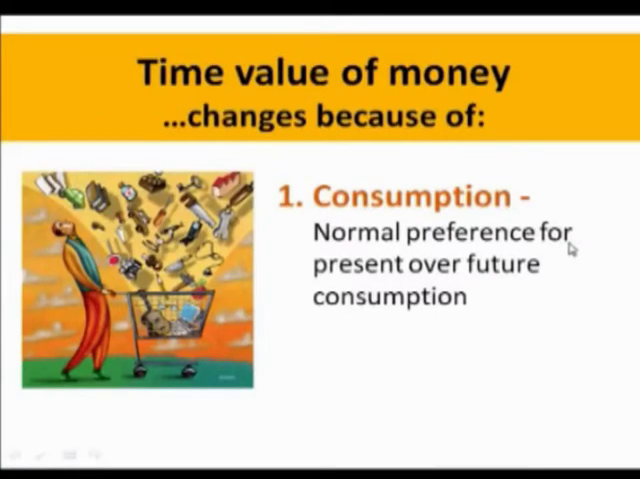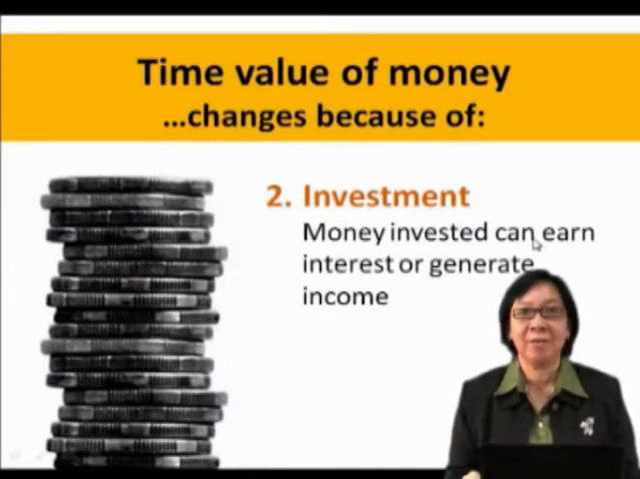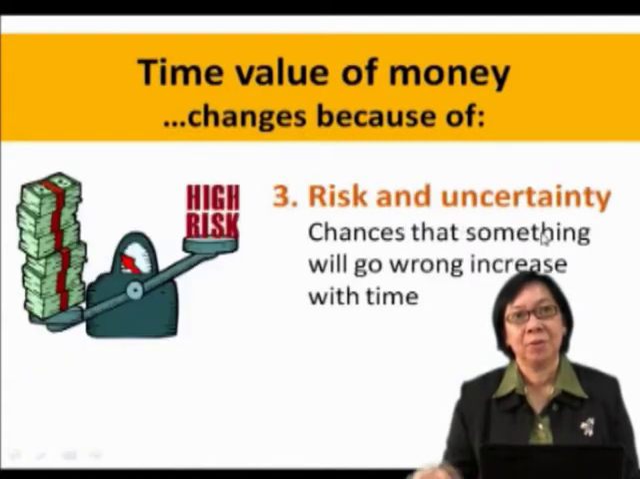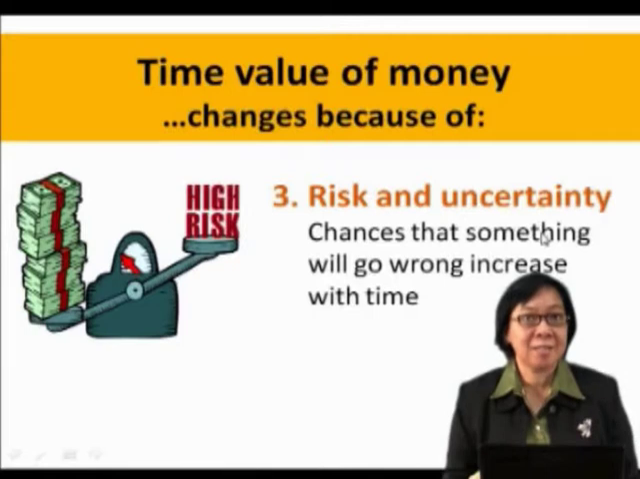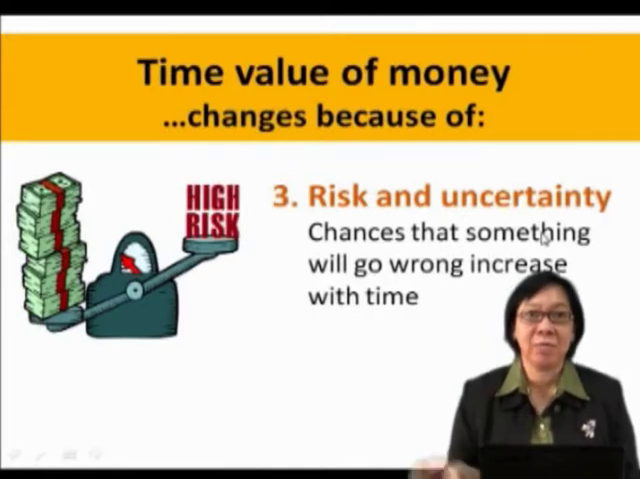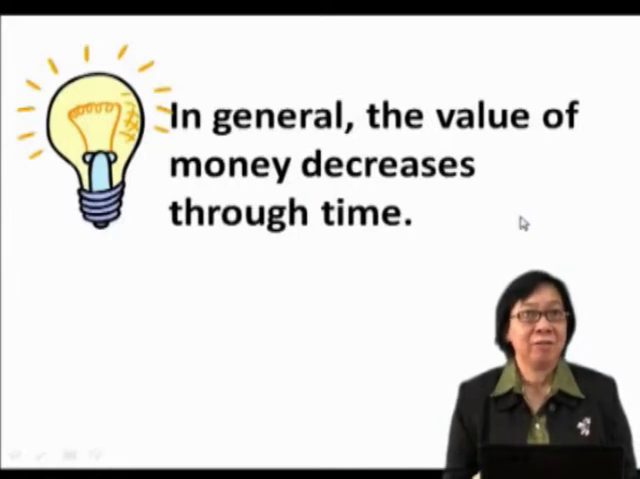The time value of money changes through time for several reasons, and the first is consumption. There is normal preference for present over future consumption. Second is investment, because the money invested today can earn interest or generate income in the future. Third, we have risk and uncertainty, and we know that chances that something will go wrong increase with time. In general, we can say therefore that the value of money decreases through time.